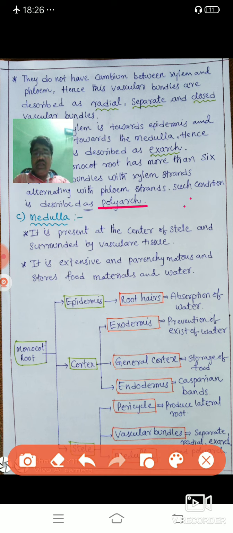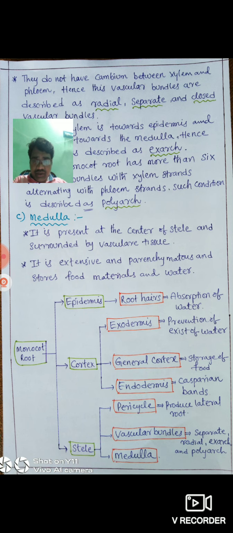The final conclusion about the monocot root: the monocot root is differentiated into the regions. See in this flow chart, we have to remember the simplified flow chart about the monocot root.